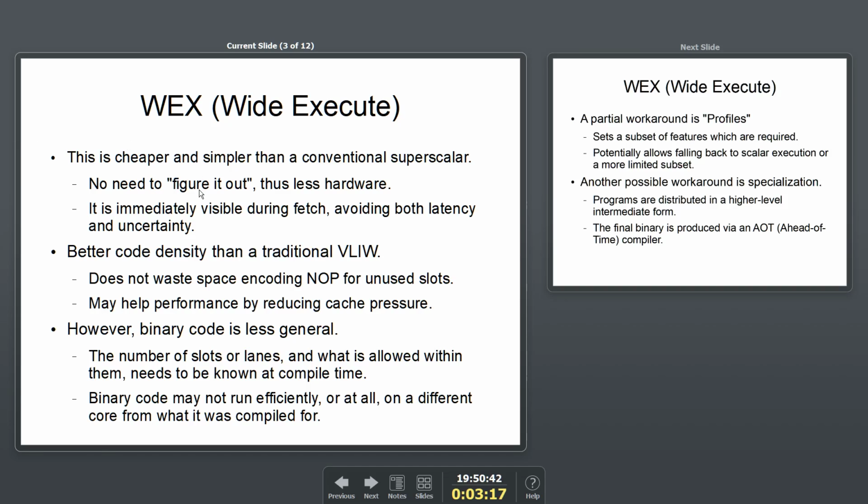As noted, this is cheaper and simpler than a conventional superscalar. There's no need to figure it out in the CPU, and thus less hardware cost is needed. It's also immediately visible during fetch, avoiding latency and uncertainty. This would be the latency and uncertainty of needing to fetch and then decode multiple instructions before it's possible to infer whether or not they can execute in parallel. In a superscalar, you'd need to figure out sometime later whether or not they could be executed in parallel.